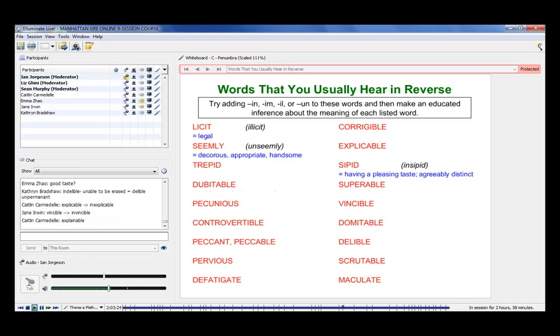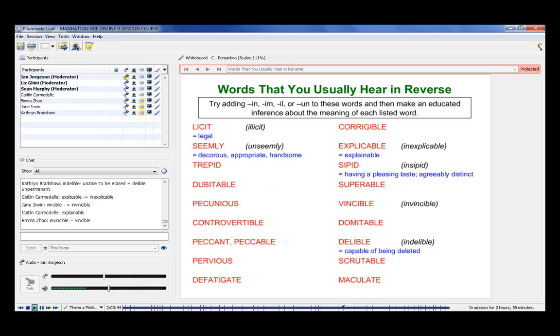Explicable, absolutely. Inexplicable. So what does it mean, Caitlin? Yeah, explainable. Perfect. Jane's giving me vincible, invincible. So what does vincible mean, Jane? And Catherine gave me indelible. So delible is unpermanent. Impermanent might be the better form of it. Good call. Invincible, vincible. Yeah, able to be, not exactly hurt. What does vincible actually mean? Invincible doesn't mean you can't be hurt. It does, but broader it's about defeat. So Emma's giving us inscrutable from scrutable. Yes, inscrutable. What does that mean?